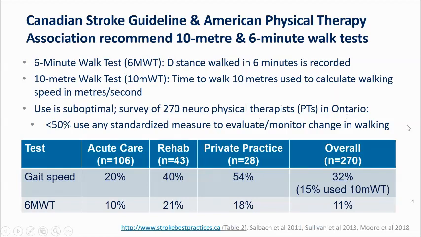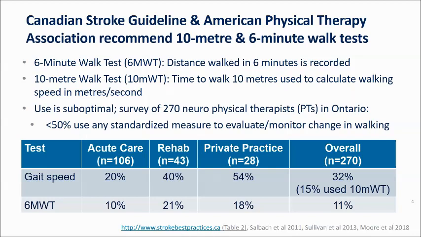You may be interested to know that not only in our Canadian stroke guideline, but also in a recently published clinical practice guideline authored by American physical therapists and sponsored by the American Physical Therapy Association, the 10-meter walk test and the 6-minute walk test are both recommended for education, clinical practice, and research across the care continuum. The 10-meter walk test is recommended to evaluate gait speed, and the 6-minute walk test evaluates walking distance.